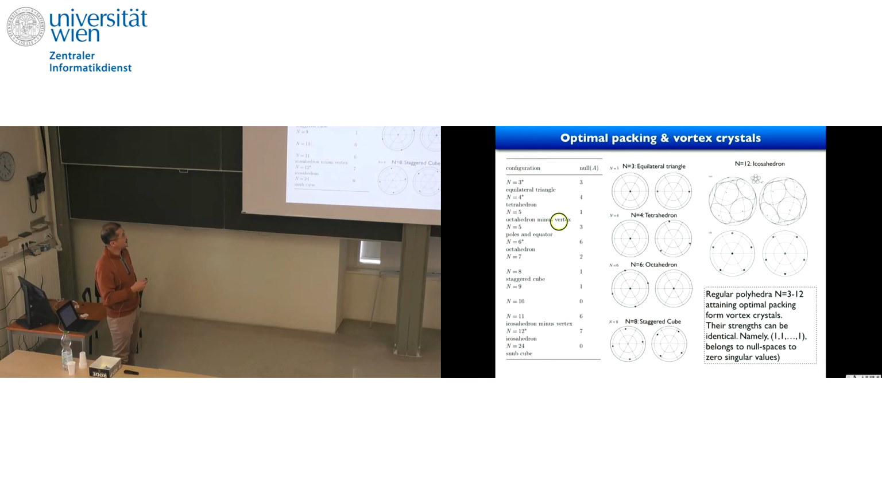So by using this table, we can say that regular polyhedra from n equals 3 to 12 attaining optimal packing form Vortex crystals. And we can also show that their strengths can be identical, namely all the points have the same strengths. Okay, so this is the result we have obtained on Vortex crystals.